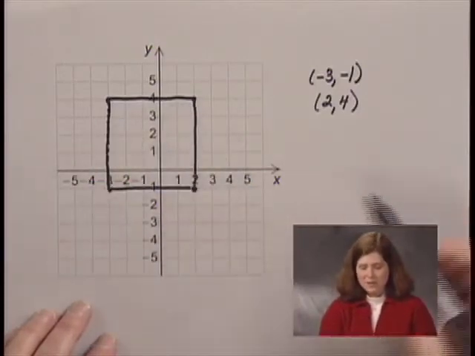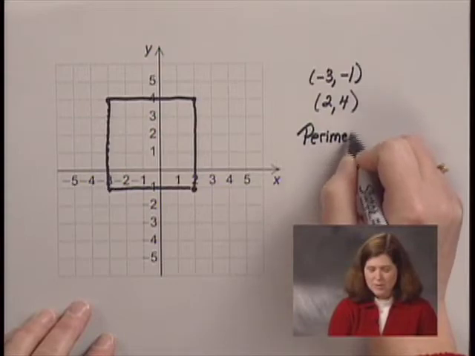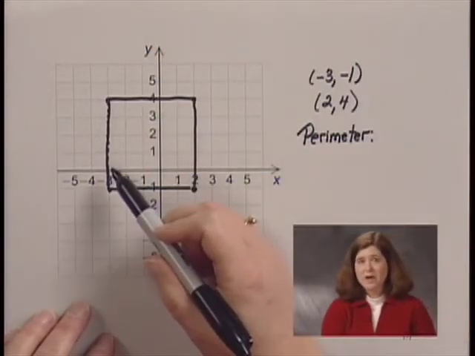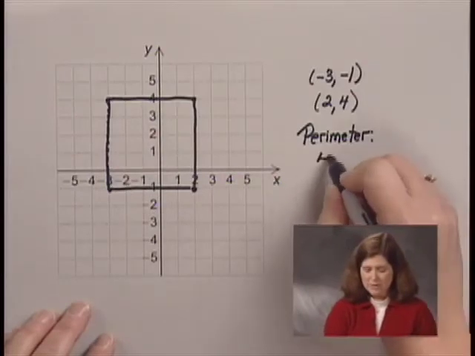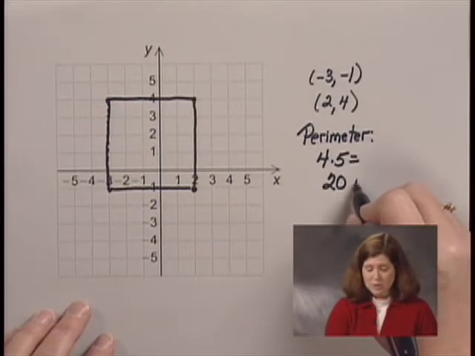Well, now that we've drawn the square, the perimeter of the square would be 5 plus 5 plus 5 plus 5, or 4 times 5, or 20, and we'll just call them units because we don't have a length.